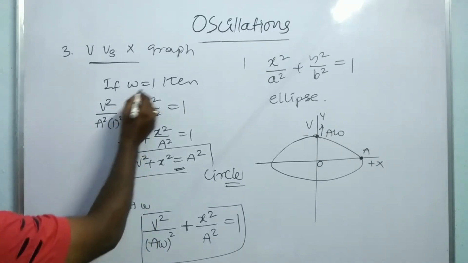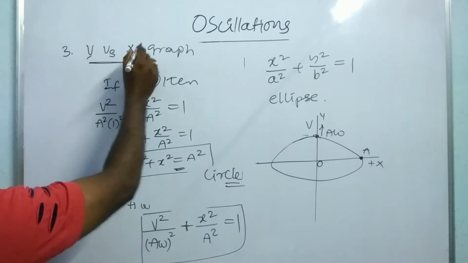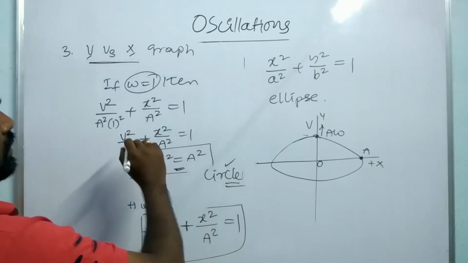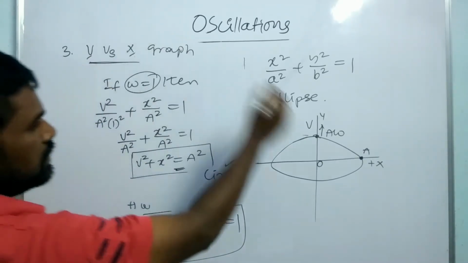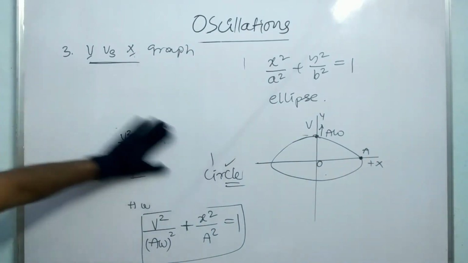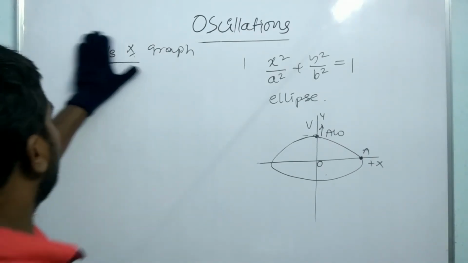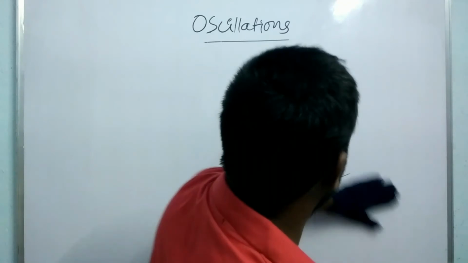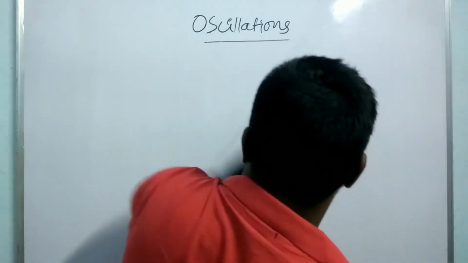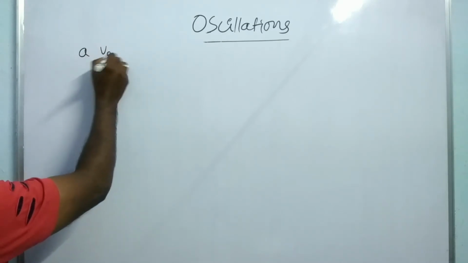So if omega is equal to 1, then the plot between v versus x is a circle. Otherwise, v versus x is an ellipse. So this is the variation you have to remember here. And now let us draw the plot between a versus v, the graph between a versus v.